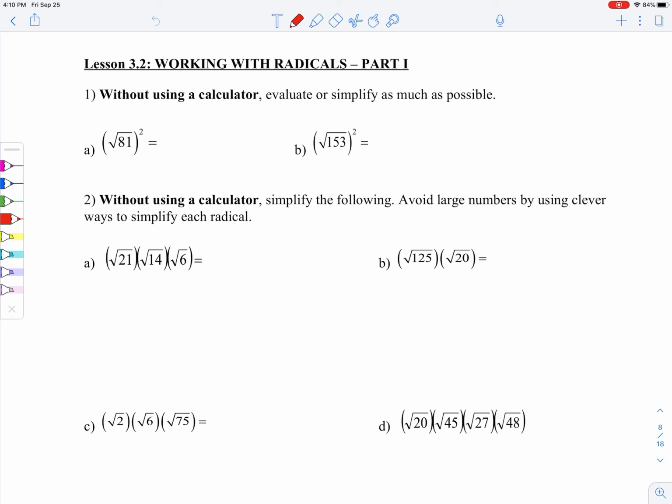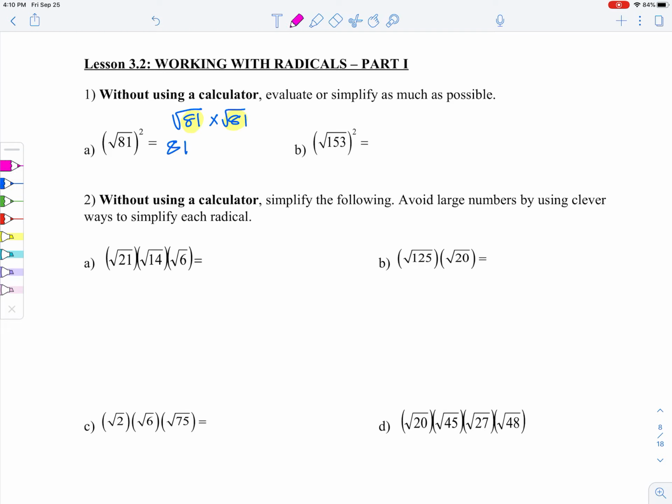So if we were to do this old school, squared means we write it out twice. So that's root 81 times root 81. And we learned last lesson that anytime we multiply two radicals that have the same radicands, or the same guts, so totally matching guts in there, then our answer is just 81.